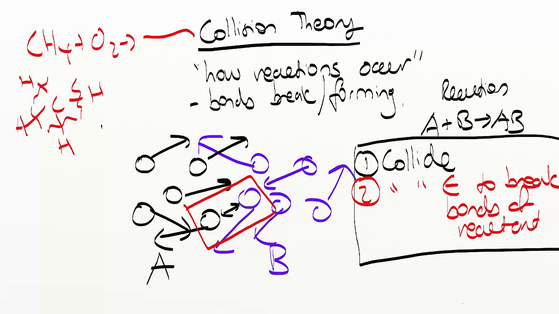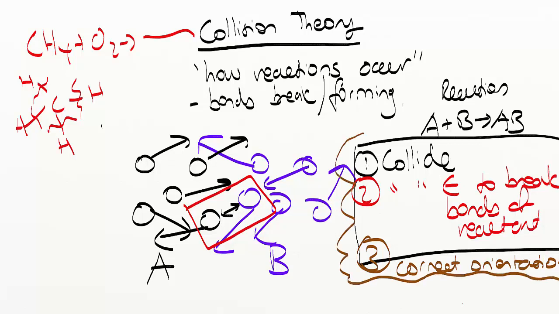And thirdly, these particles must collide in the correct orientation. There's a specific orientation that will allow these 2 particles to react. So collision theory is simply stating these 3 postulates, and it's trying to explain to us how reactions occur: particles essentially smashing into each other with enough energy to break the bonds of the reactants.